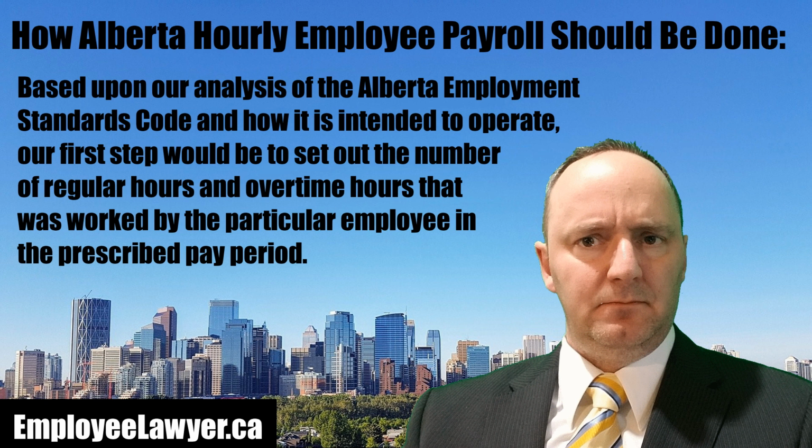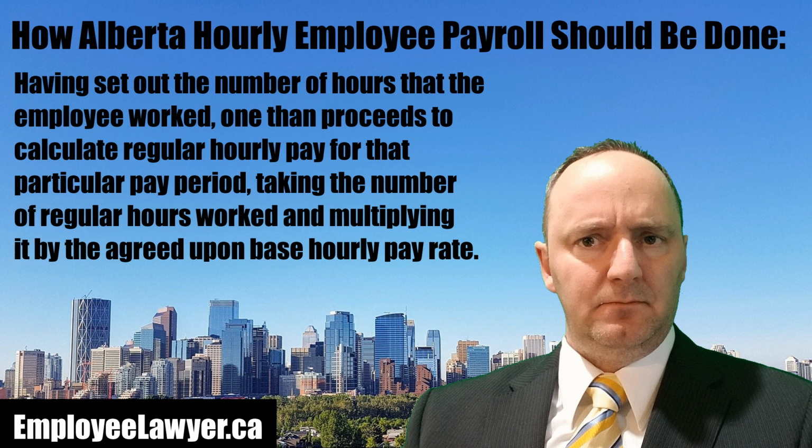Based upon our analysis of the Alberta Employment Standards Code and how it is intended to operate, our first step will be to set out the number of regular hours and overtime hours that was worked by the particular employee in the prescribed pay period. Having settled the number of hours that the employee worked, one then proceeds to calculate regular hourly pay for that particular pay period, taking the number of regular hours worked and multiplying it by the agreed upon base hourly rate.